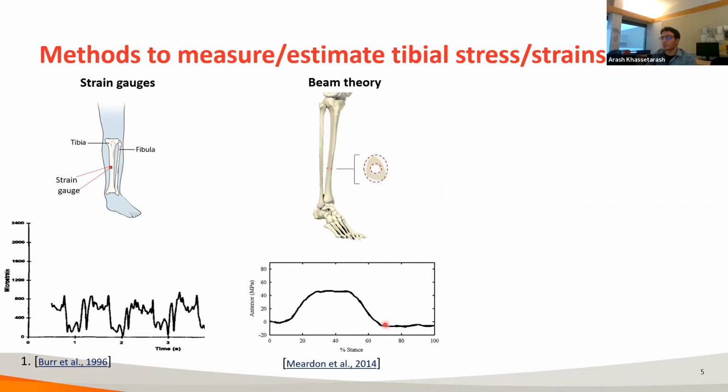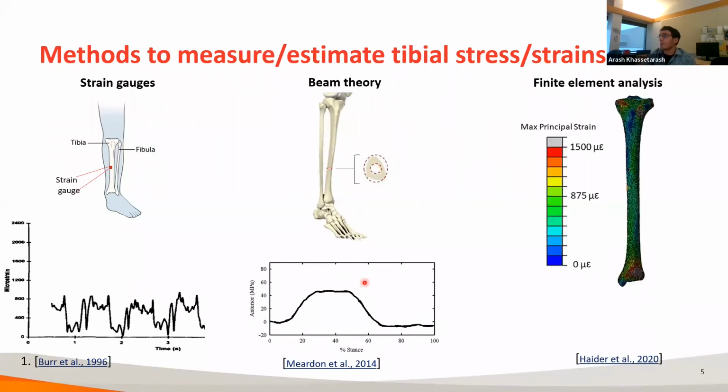And we can get the time history like this. But the problem with this method is its basic assumption that the tibia is a slender beam, which may not necessarily be the case. Another method to overcome some of these shortcomings is to use finite element analysis. In this case, by considering the muscle forces and contact forces, and by applying appropriate boundary conditions and so on, we can calculate the stresses and strains within the entire region of the tibia.